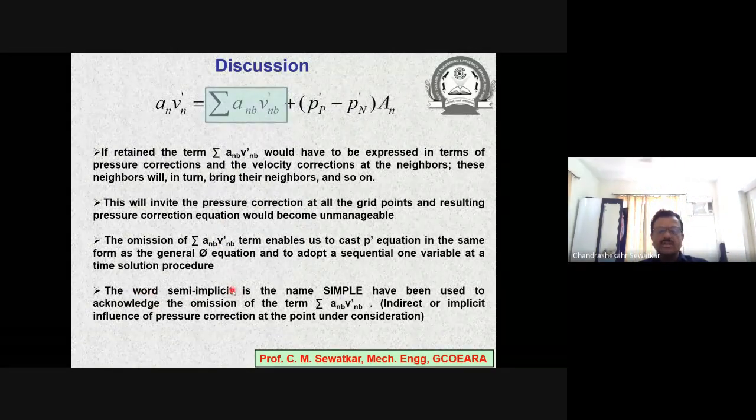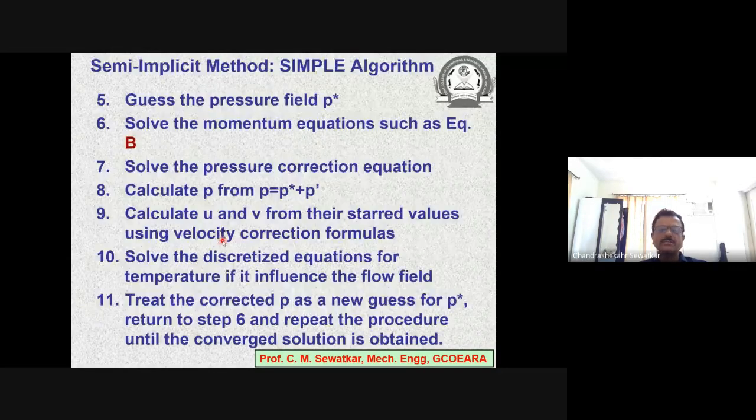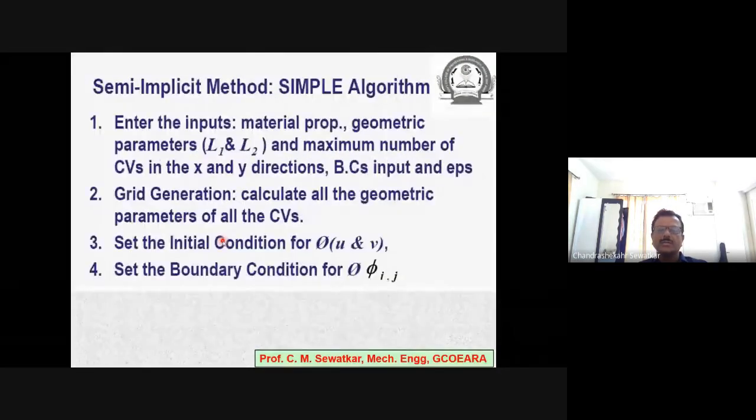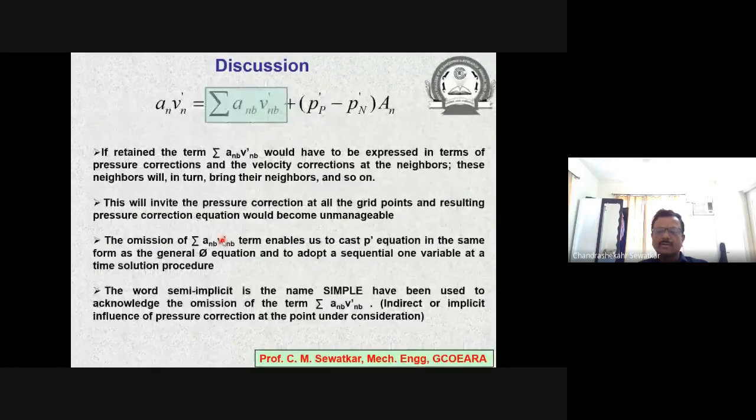Now, the word semi-implicit in the name SIMPLE indicates the omission of this particular term. It is the indirect or implicit influence of the pressure correction at the point under consideration. Why do we call this method the SIMPLE algorithm? Because there is an implicit influence of the pressure correction on the pressure at the point under consideration, because of which the method was named a semi-implicit method.